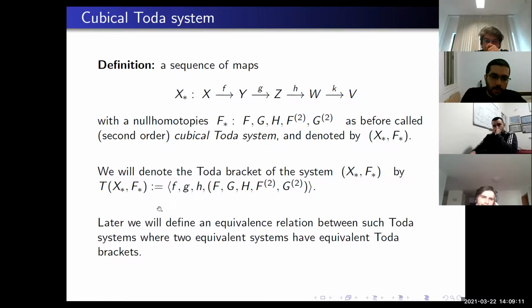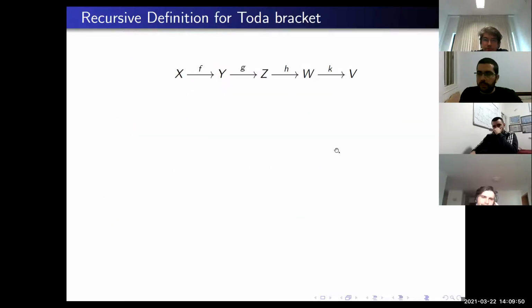Because later we will first of all define an equivalence relation between Toda systems. For example, I can choose other choices of null homotopies, and we ask whether it's equivalent. What we mean by equivalent, we will explain later, but we will define a relation between Toda systems such that if two Toda systems are equivalent, then their Todas are equivalent. Okay, we'll explain this later.